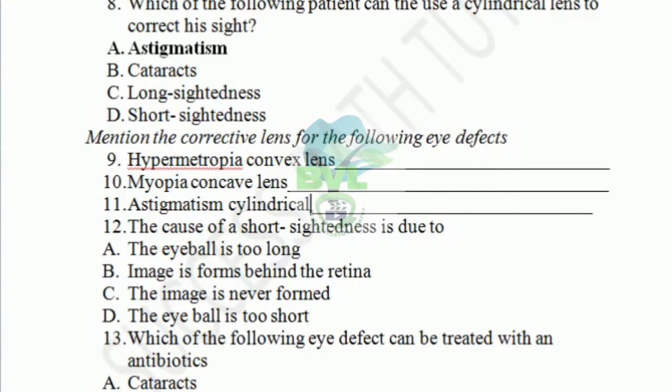Alright, so these are the lenses used in correcting these conditions, and these three are actually refractive errors, meaning that there is a problem with the eyes focusing on the image.